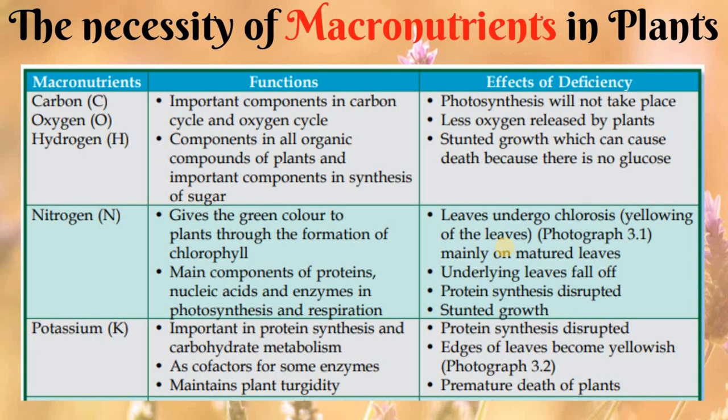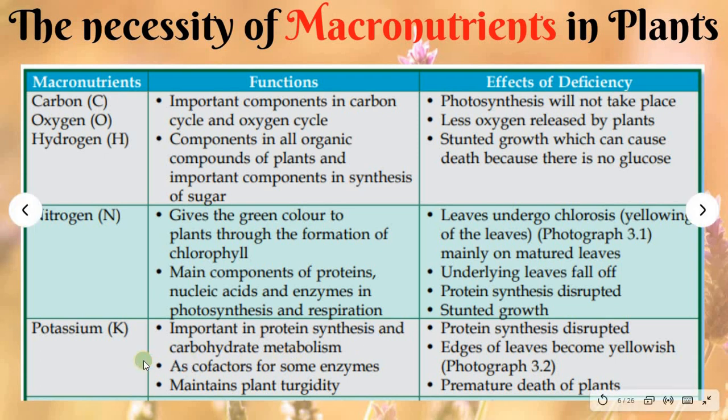Please go to the diagram. And underlying leaf fall off, the leaf falls off. Protein synthesis is disrupted and growth is stunted. That is the effect of deficiency of nitrogen.